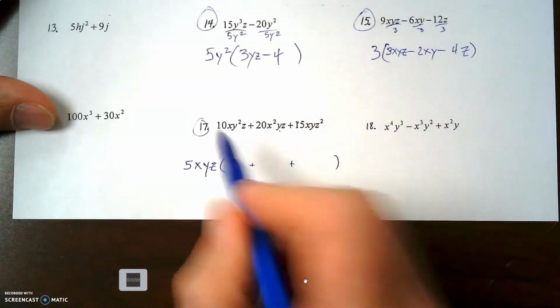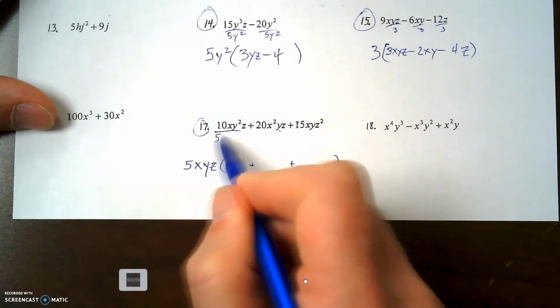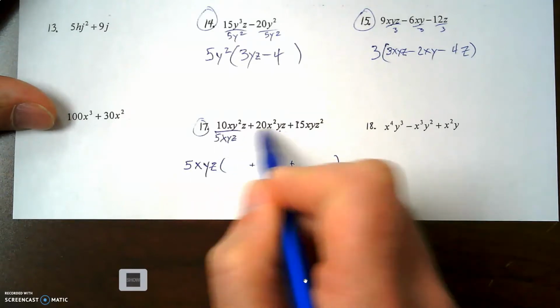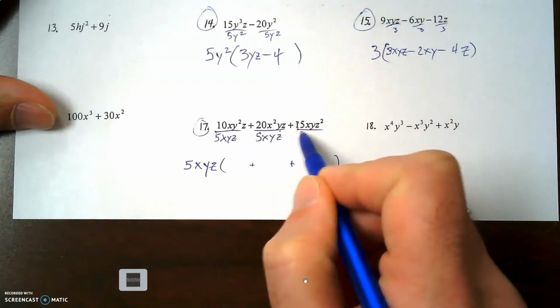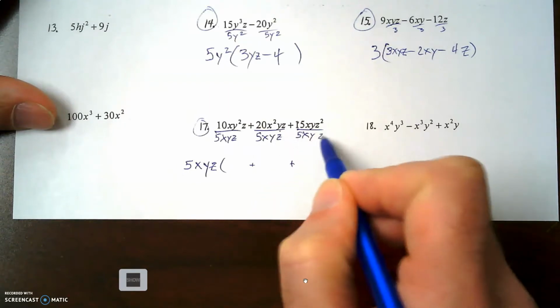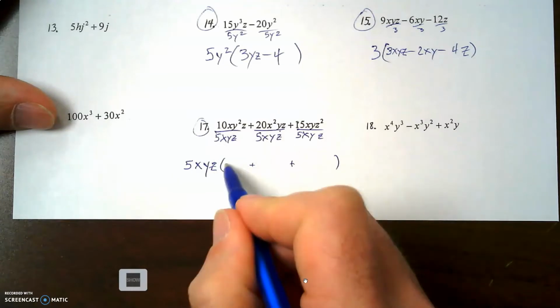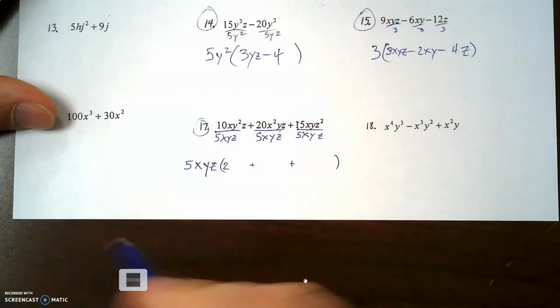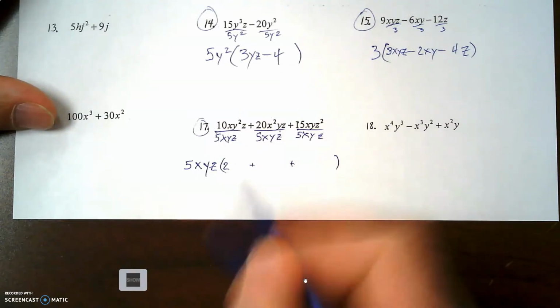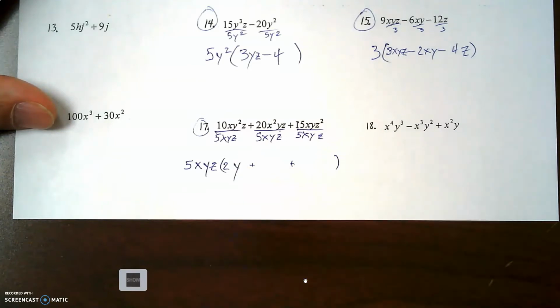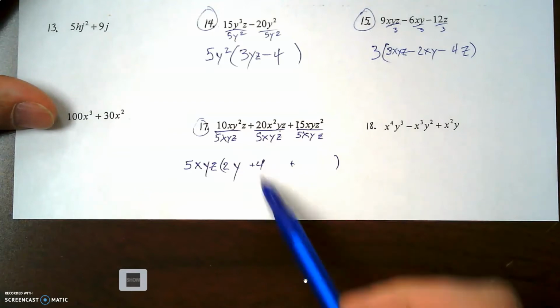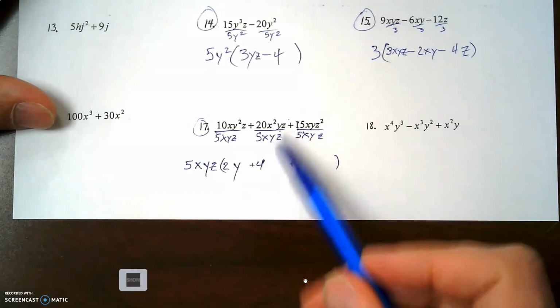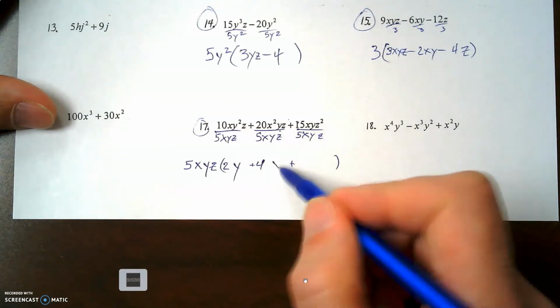Here we go. Divide by 5xyz. And some of the division is easier than others. That's pretty typical in math. So 10 divided by 5 is 2. The x's cancel out. The z's cancel out. I just have y to the first power. Coefficients give me a 4. The y's cancel, the z's cancel, but I do have x to the first.